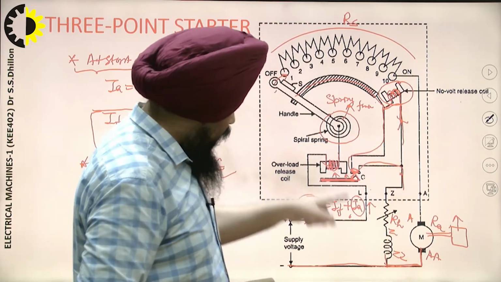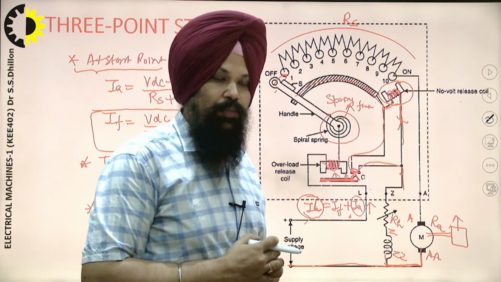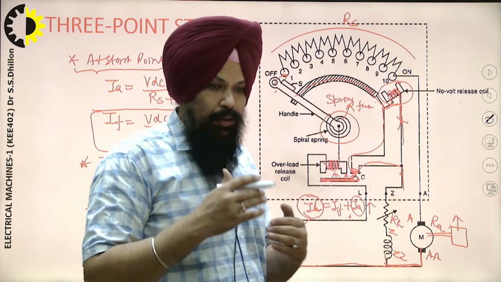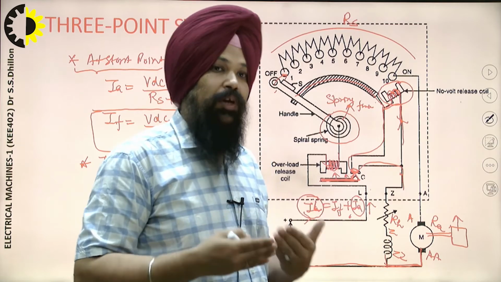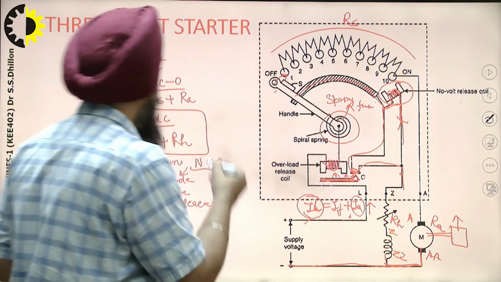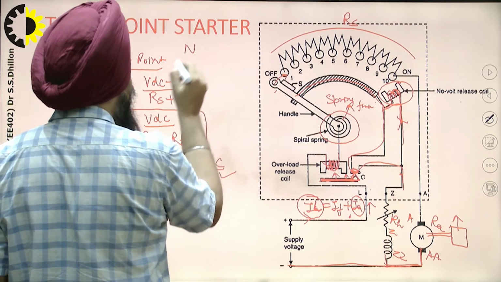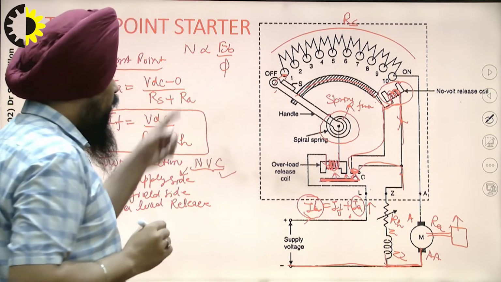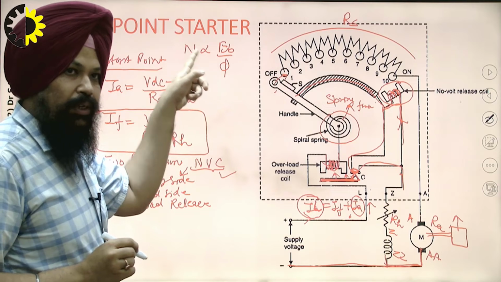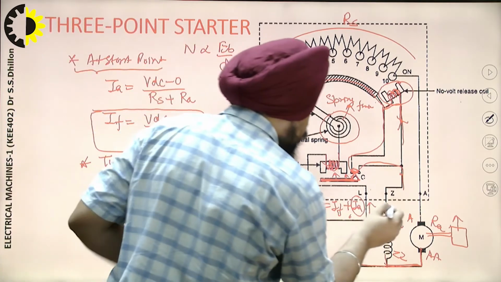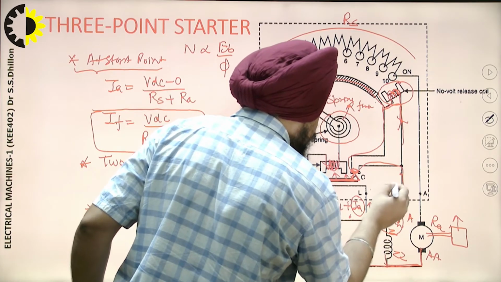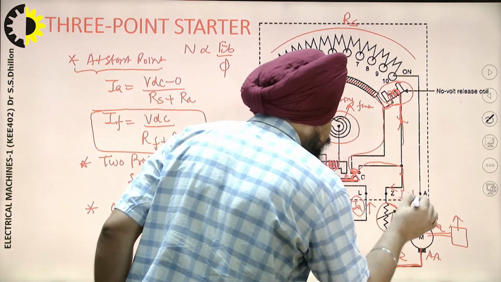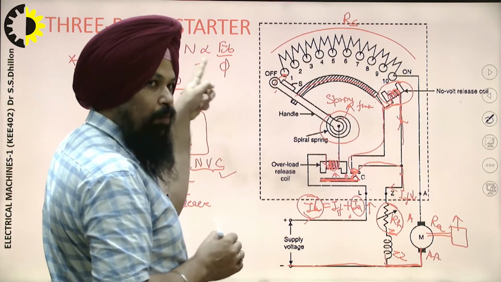Now I am going to discuss the disadvantage of this 3-point starter in the case of speed control, when we want the speed above the base speed. We know that speed is directly proportional to back EMF divided by the flux. To increase the speed, we need to decrease the flux. As we increase this rheostat, the field current flowing through the field winding coil is required to decrease in order to obtain the speed above the rated speed.